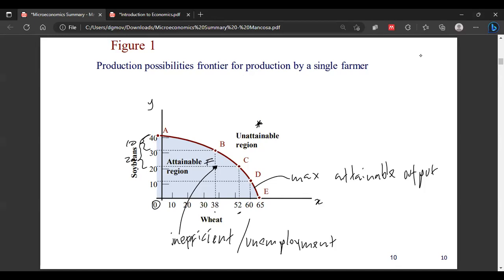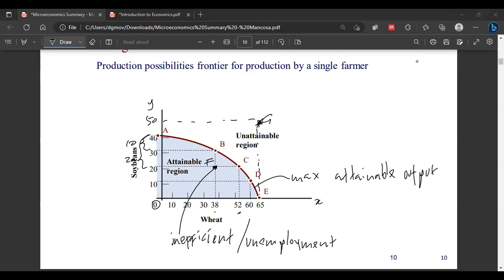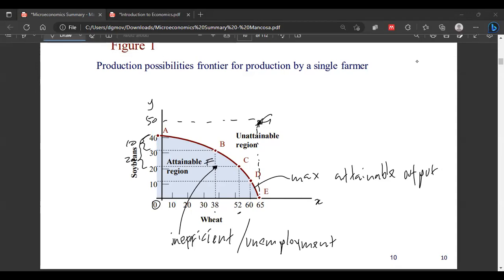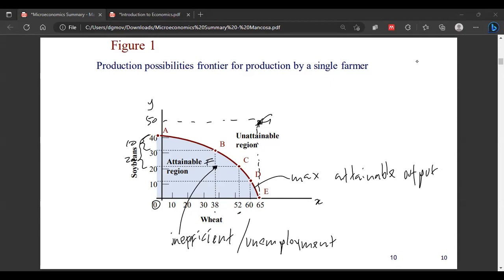I will take this point and put G. What happens if you want to produce at point G? At point G, you probably have 50 there and 65. Are you able to produce 50 soybeans and 65 tons of wheat? No. That is where scarcity comes into play. So it's unattainable because we don't have enough resources to produce beyond the PPC. Can you see now how the PPC or the PPF explains the economic problem of scarcity?